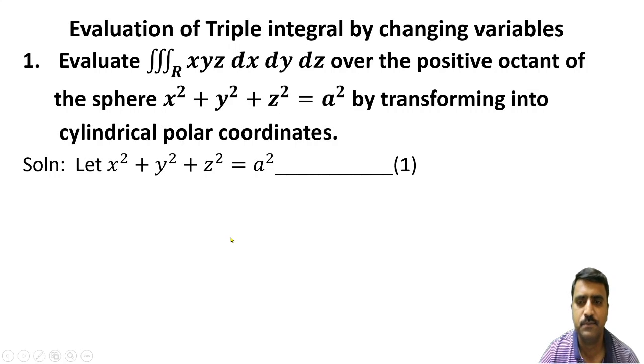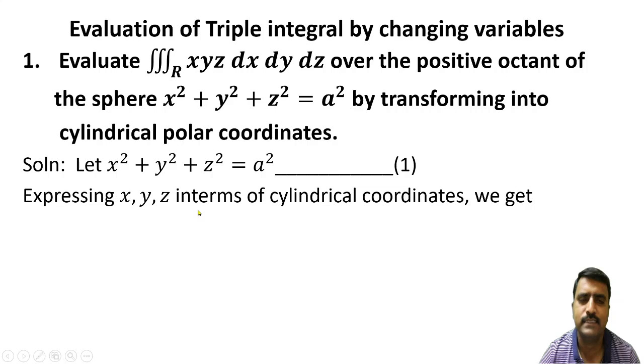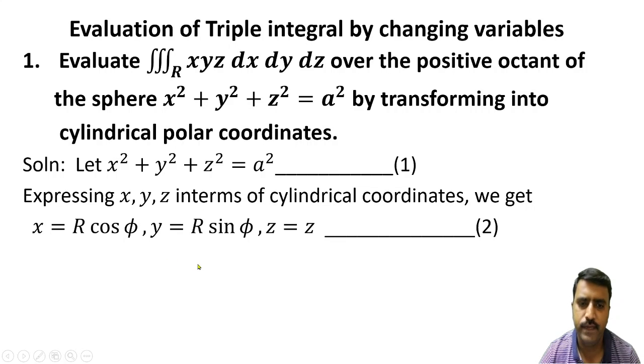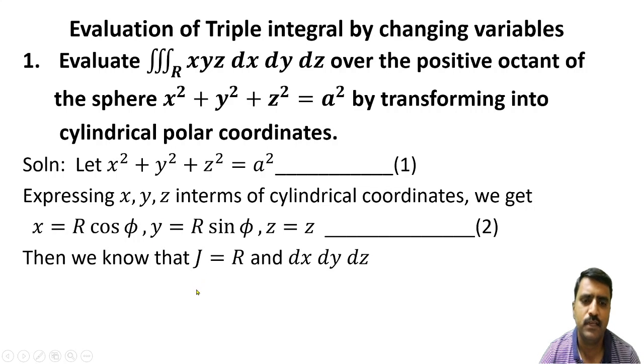That is the first transformation. To solve this, you take the sphere equation x square plus y square plus z square is equal to a square, and next step you write x, y, z in terms of r, phi and z. So x, y, z are related to r, phi, z like this in cylindrical polar coordinates. And all of you know that J value is equal to r, and correspondingly dx dy dz can be written as r dr d phi dz.